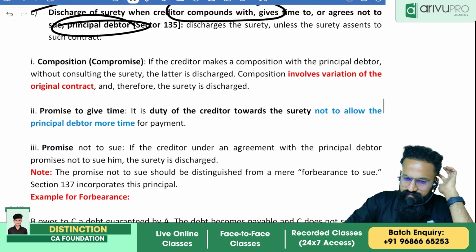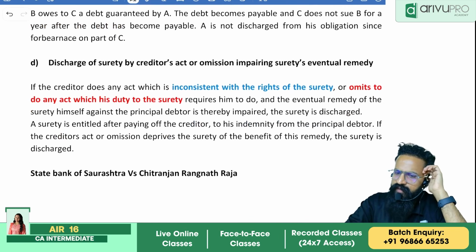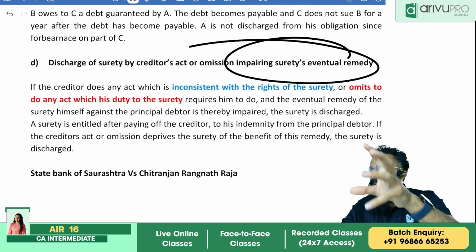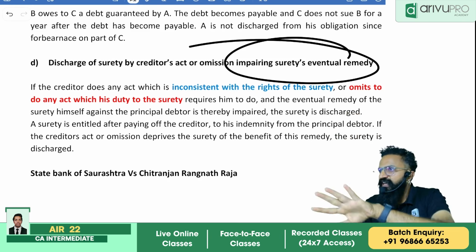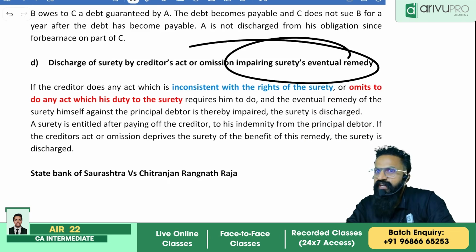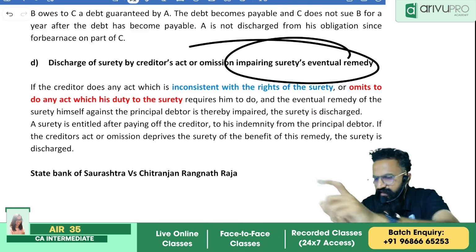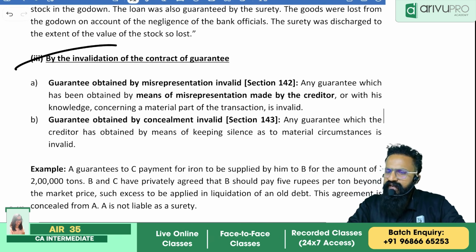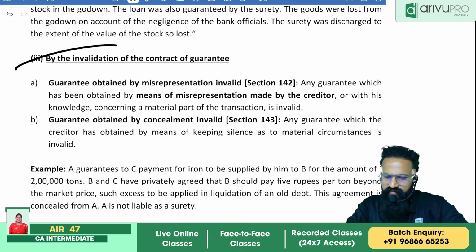Okay, next one. Promise to give time. Discharge of surety by creditor's act or omission impairing surety's eventual remedy. What was that? Creditor took some collateral, gold, and the creditor lost it. The surety is also discharged of that amount. Whatever is the gold, I could have taken it in the future. You lost it, so my liability is also reduced by that amount. Next one is by the invalidation of the contract of guarantee. When will the invalidation happen? Whenever there is misrepresentation or concealment of a fact.